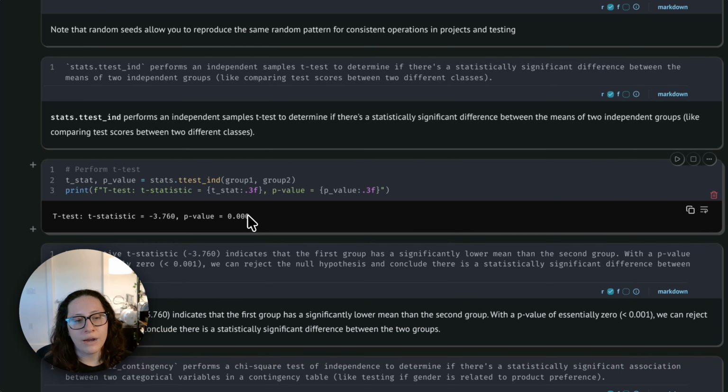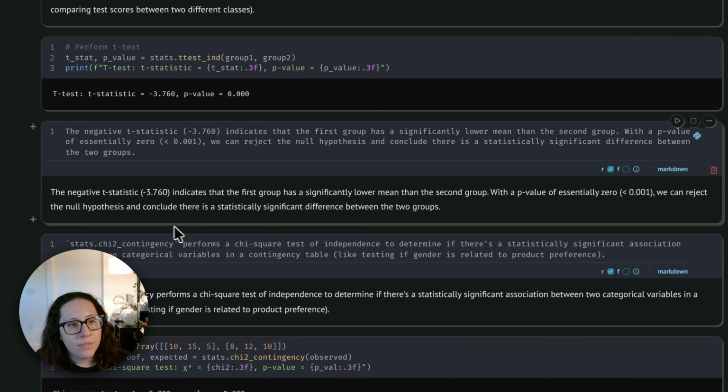Typical alpha for a test like this would be 0.05, and we are well below that. Some tests are like 0.049, and you could say, you know, that's really close to the alpha. This is nowhere close to the alpha, so this is a very unambiguous result. What is that result though? Well, the negative t-statistic indicates that the first group has a significantly lower mean than the second group, right? With that negative 3.760. With a p-value of essentially 0, we can reject the null hypothesis and conclude that there is a statistically significant difference between the two groups.